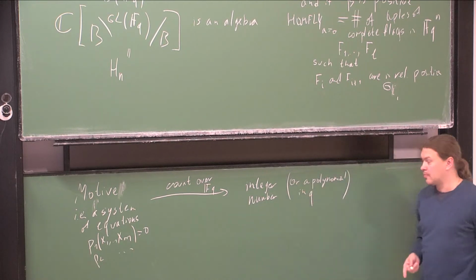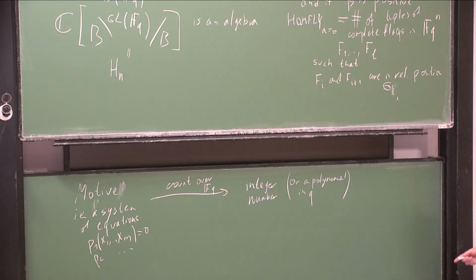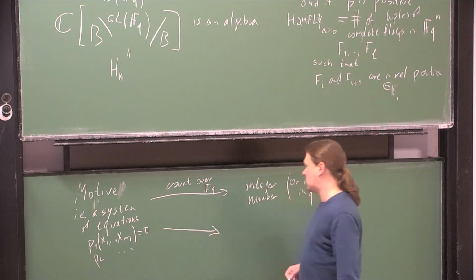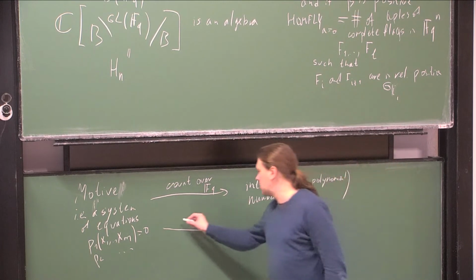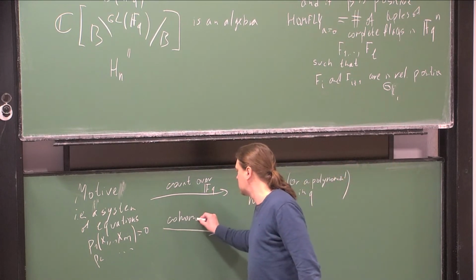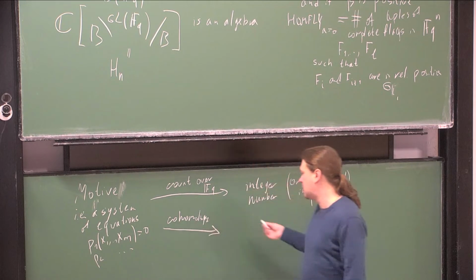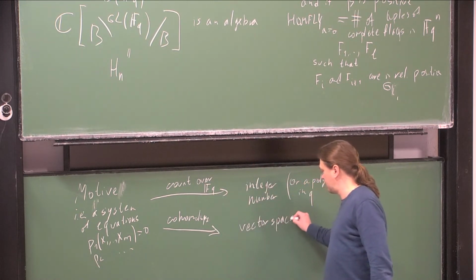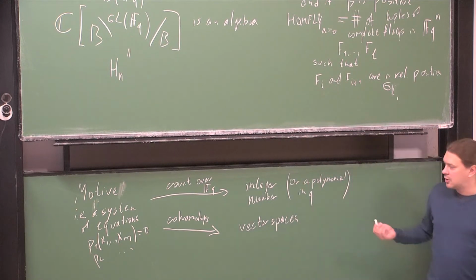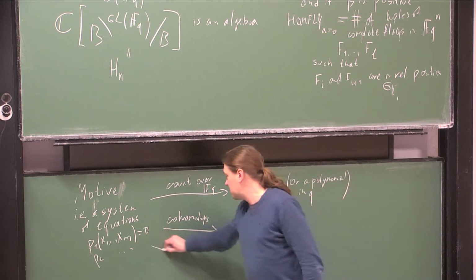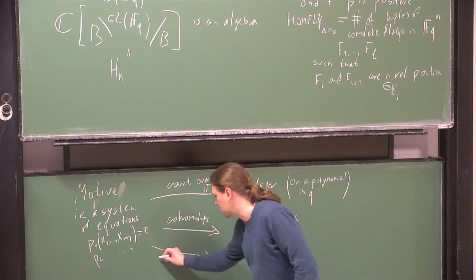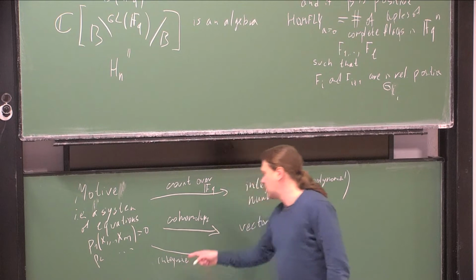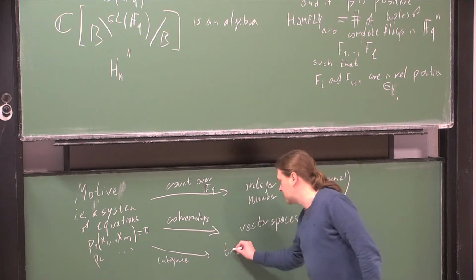It depends on the number. Or you can do some other things. You can take homology, and that gives you some vectors. You can integrate something. And let's give you some other things and delta nodes.